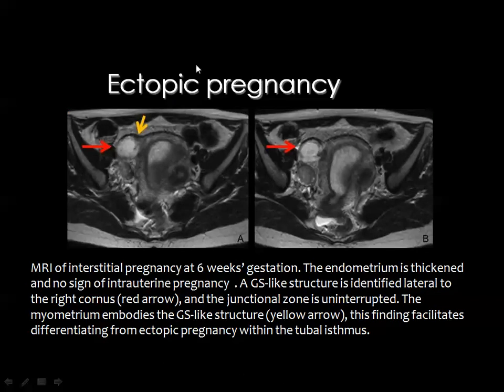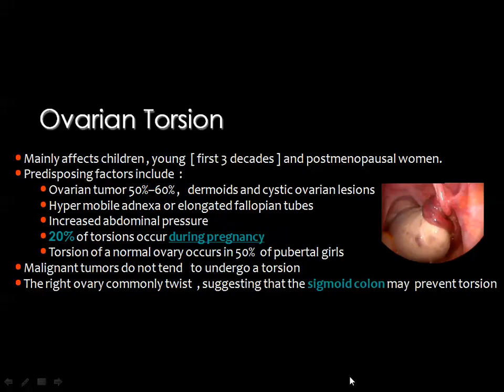And this is just an example showing a lesion which is intimately related to the myometrium, and you see some extension of the myometrium along the edge of the lesion, and it appears of a bright signal in this T2 weighted image, and this was proved to be a gestational sac of an ectopic pregnancy.